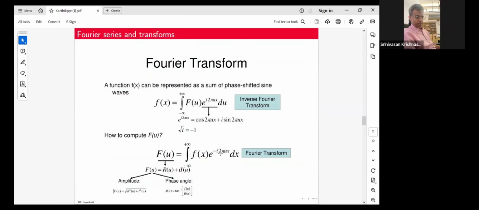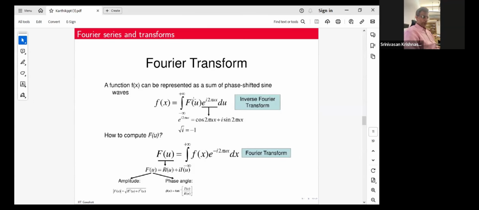So if I look at the signal e raised to minus i 2 pi mu x, this is nothing but a summation of a cos and a sine wave. It's like a phase shifted sine wave. If you're looking at the imaginary number just as a phase shift, it's like a phase shifted sine wave. So any signal can be seen as a summation of sine waves, just that now your frequency goes from minus infinity to infinity.